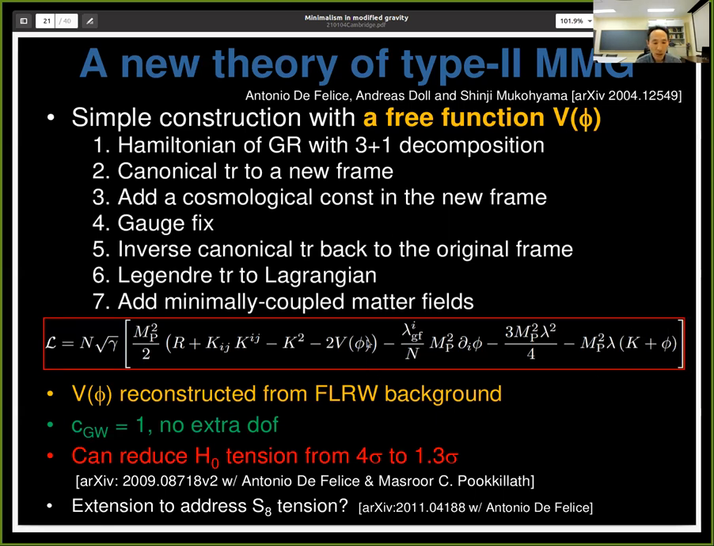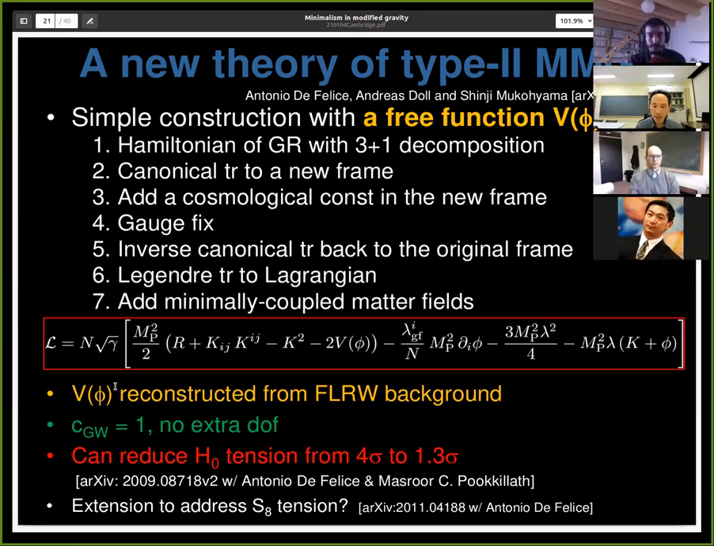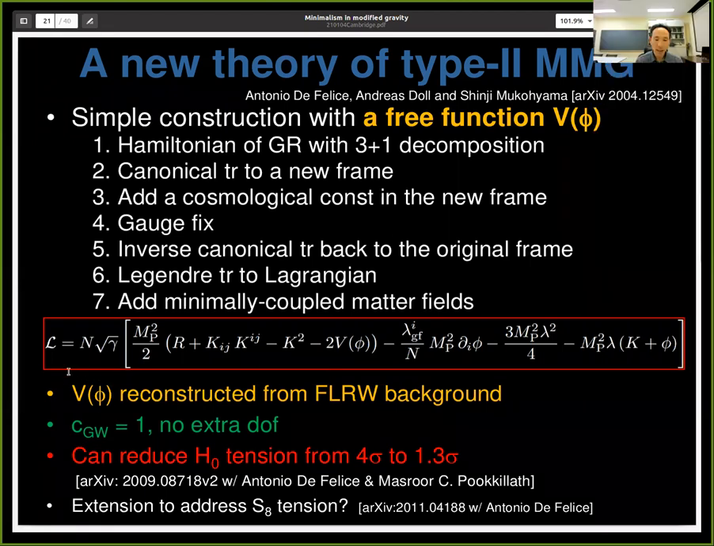This action includes one free function V of the auxiliary field phi, and still this has just 2 degrees of freedom. We don't have an extra degree of freedom. As I said, in this step two we have two free functions, but in the end we end up with a theory with one free function. I mean, some combination of these two free functions appears in the action. And this free function can be used to reconstruct any Friedmann background. So indeed we can fit the data by using this freedom.